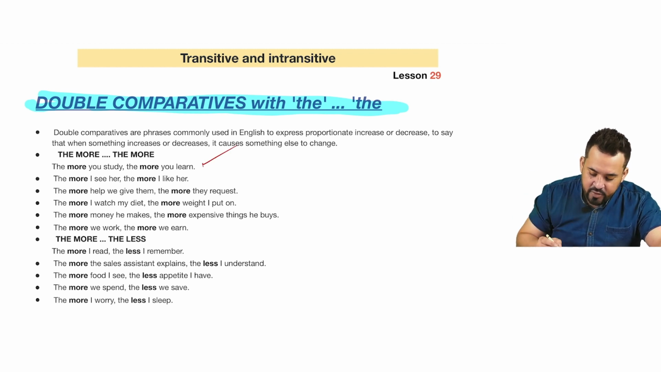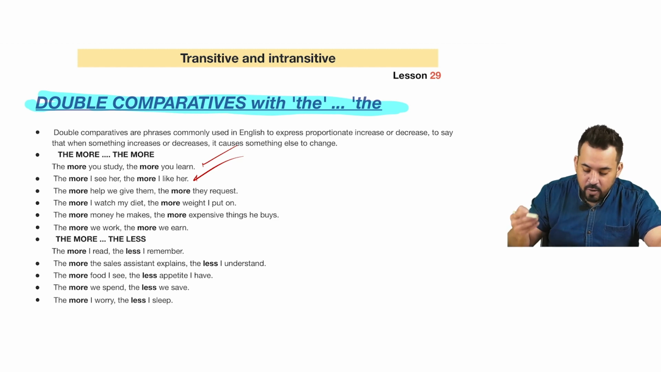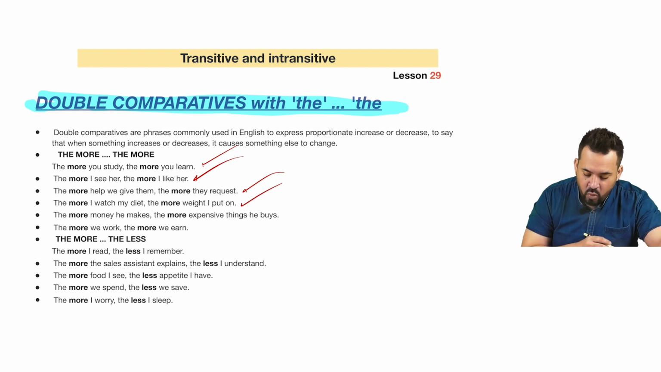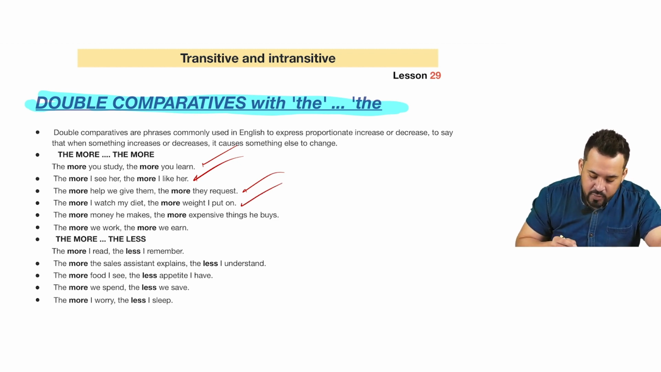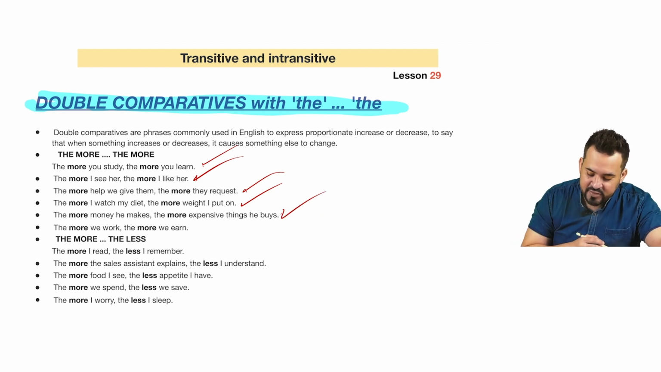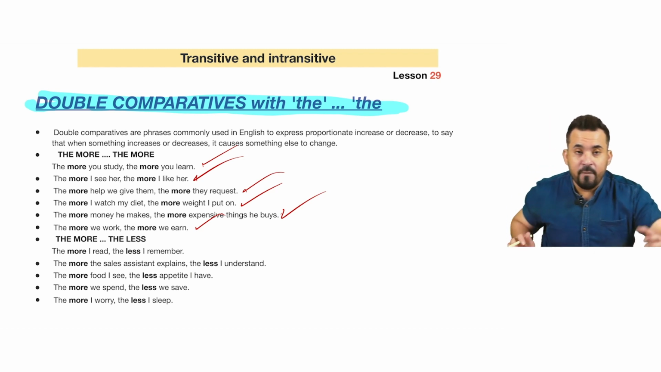The more I see her, the more I like her. The more help we give them, the more they request. The more I watch my diet, the more weight I put on. The more money he makes, the more expensive things he buys. The more we work, the more we earn. All right, so the more, the more.